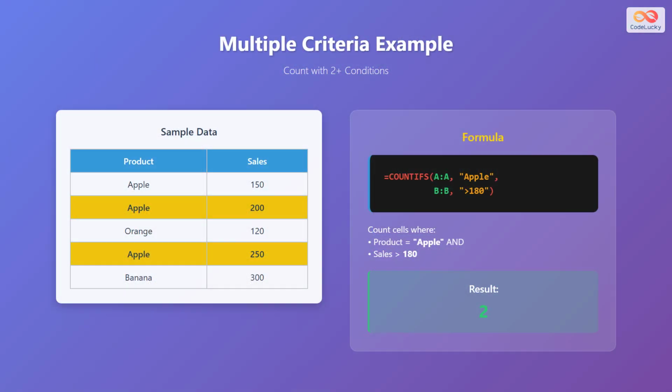Let's look at an example of COUNTIFS with multiple criteria. Consider a dataset with product and sales columns. We want to count cells where the product is apple and the sales are greater than 180. The formula is =COUNTIFS(A:A, "apple", B:B, ">180"). This formula counts cells where the product equals apple and sales are greater than 180. The result of this formula is 2 because 2 rows meet both criteria.